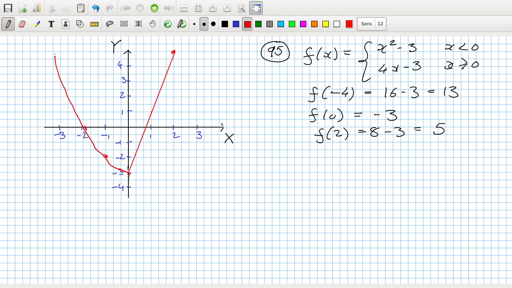Oh man, this is worse. I can't sketch a quadratic right now. Curved on the left and straight on the right. Let's see how it looks in the book. Yeah, well, okay. It's not the best, but it's not the worst. Okay, so that's fine. That's 95. Now let's have a look at 96.